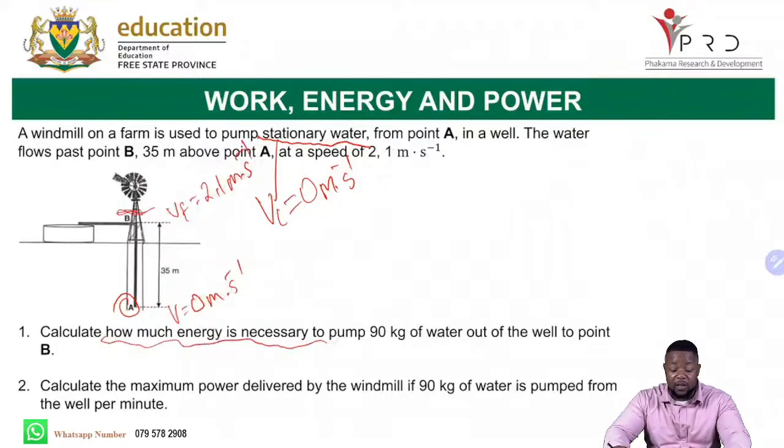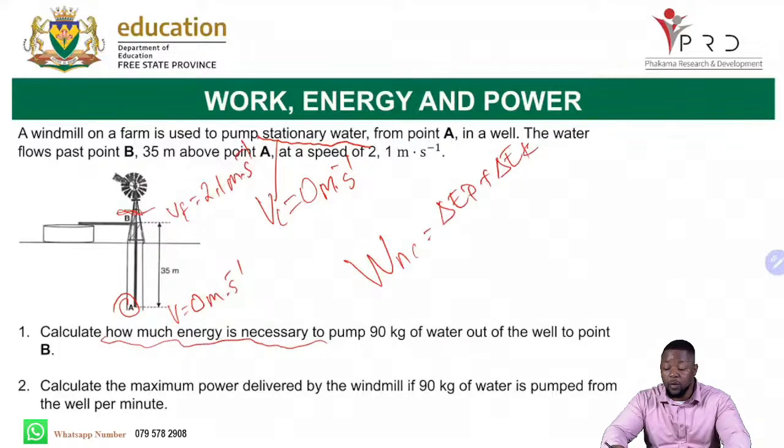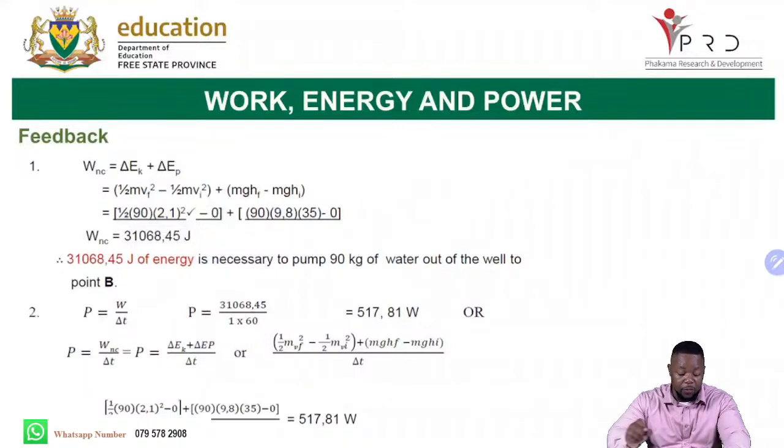So we see here that there's a change in kinetic energy and there's also a change in potential energy. Therefore, the formula W_nc might be very helpful in dealing with this question. However, it is not the only formula that can work out this solution. So let's go quickly into the solution as we are running short of time. We are going to use the formula as indicated.